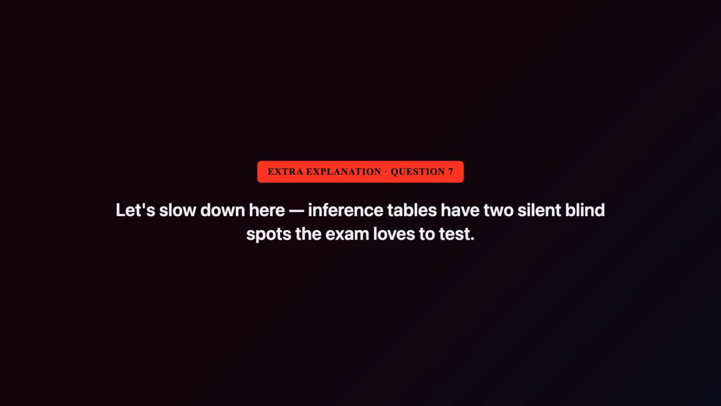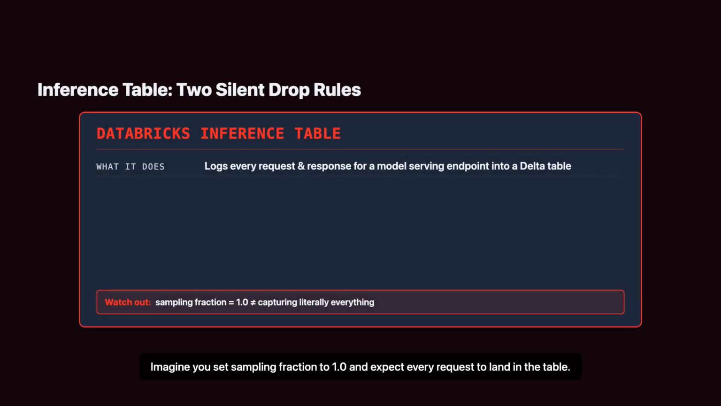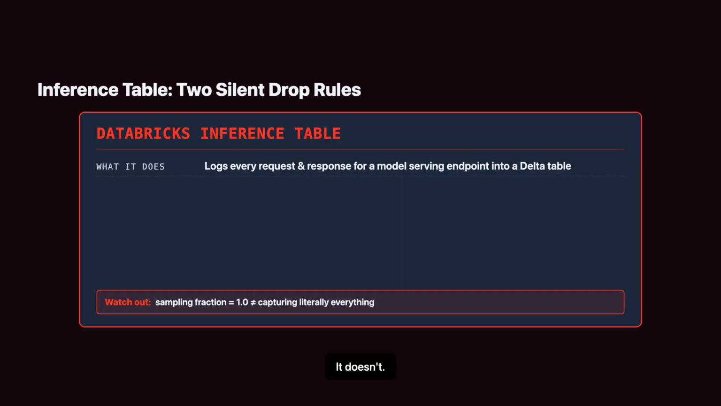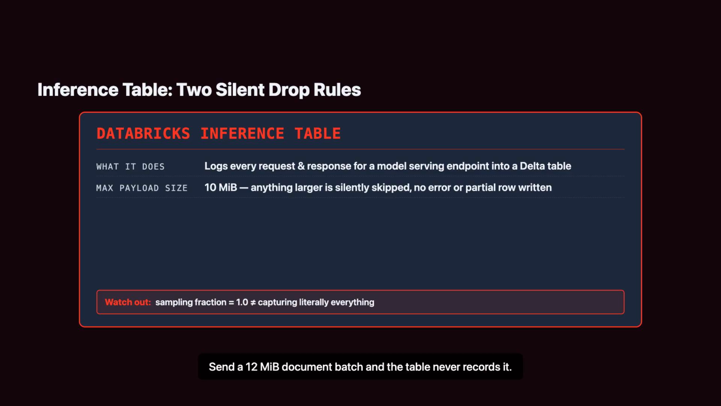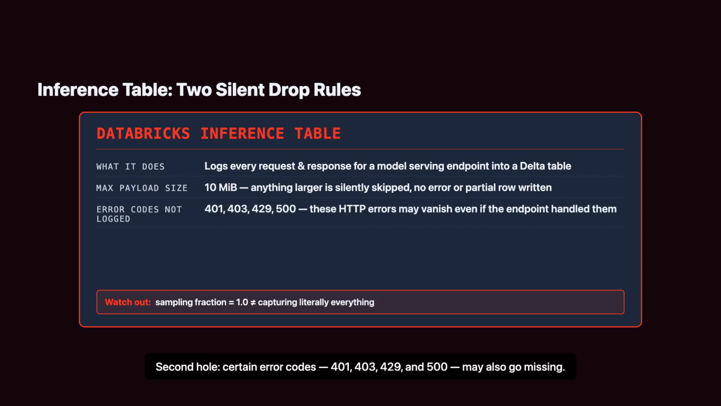Let's slow down here. Inference tables have two silent blind spots the exam loves to test. Imagine you set sampling fraction to 1.0 and expect every request to land in the table. It doesn't. Think of it like a net with two kinds of holes built in. First hole: payloads over 10 MB get silently dropped. Send a 12 MB document batch and the table never records it. Second hole: certain error codes, 401, 403, 429, and 500, may also go missing.